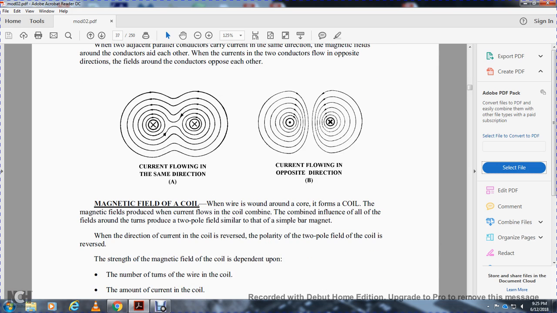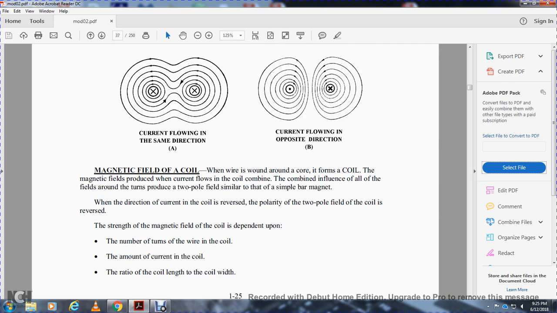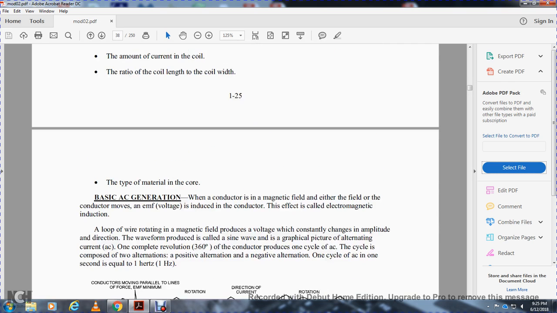The magnetic field of a coil: a wire is wound around a core in the form of a coil. The magnetic field produced by the current flowing through the coil is the combined influence of all the fields around each turn, producing two pole fields similar to a bar magnet. When the direction of the current in the coil is reversed, the polarity of the two pole fields is reversed. The strength of the magnetic field of the coil depends upon the number of turns of wire in the coil, the amount of current in the coil, the ratio of the coil length to the coil width, and the type of material in the core.